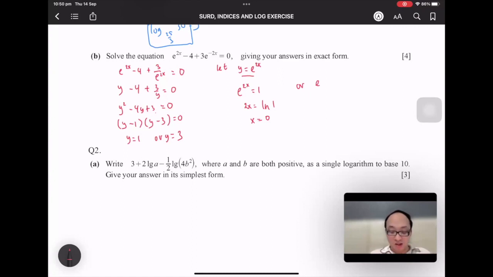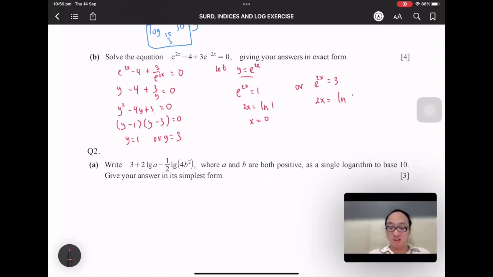Or e to the power of 2x equals 3. So the 2x is, the reverse of e is ln, so ln 3. So that means x equals 1 over 2 ln 3. That's it for the exact form, so I don't need to change it into decimal.